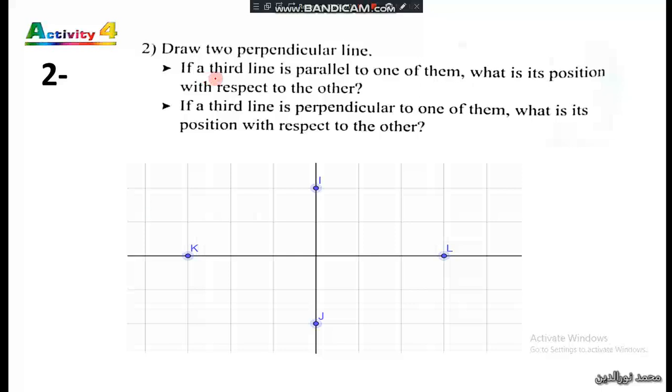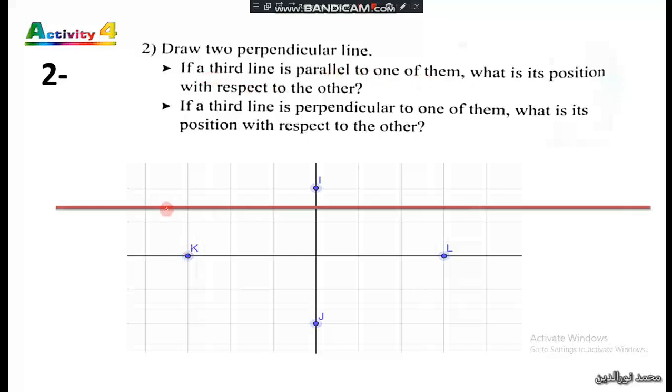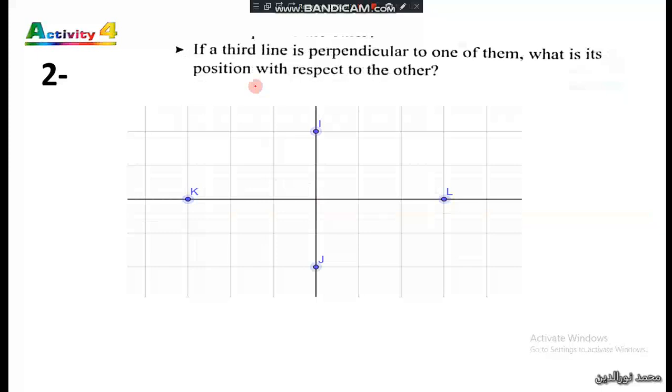If a third line is parallel to one of them, so we are going to draw a line parallel to KL. So these lines are parallel. If a third line is parallel to one of them, what's the position with respect to the other? What's the position of these two lines? They are perpendicular.